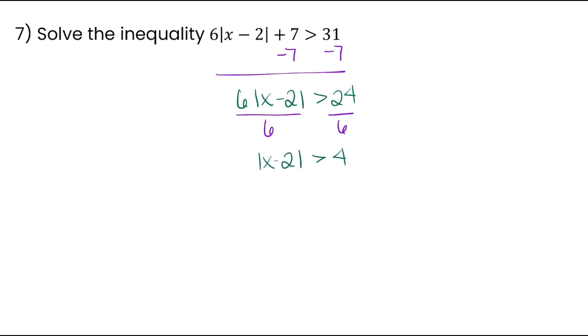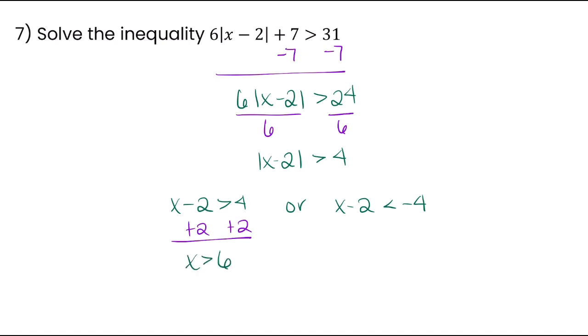So since this is a greater than sign, we can write this as an or inequality, right? So we're going to say x minus 2 is greater than 4, or x minus 2 is less than negative 4. So now we just go ahead and solve, which we can do by adding 2 everywhere. So when we add 2, we get x is greater than 6. And then we have or, our other solution. When we add 2, we get x is less than negative 2. Okay, so that's going to be our solution to this inequality.